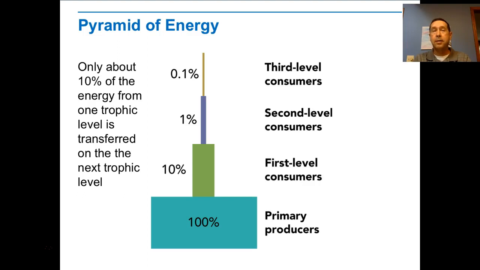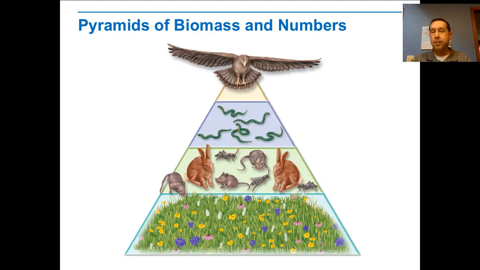And that's also going to cause a change in the matter. So here we have a biomass pyramid. Again, it shows the amount of living matter, and that changes as you go up through the food chain or food web as well.